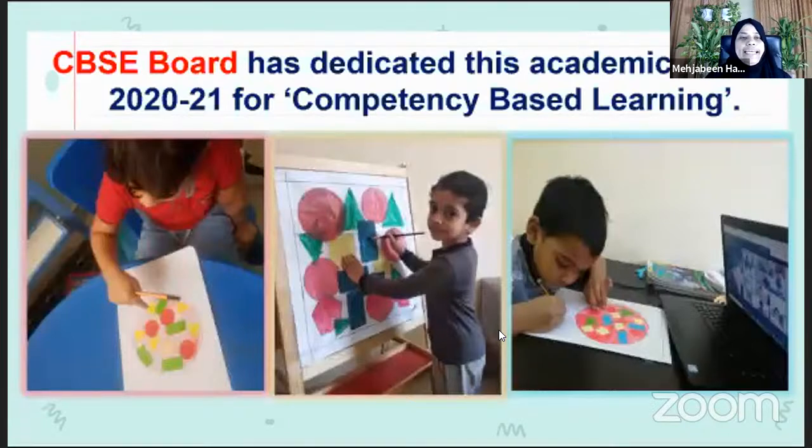CBSE board has dedicated this academic session 2021 for competency-based learning, a great initiative by CBSE to make education competency-based. Believe me, teachers, 21st century students deserve access to an education that prepares them to succeed outside the classroom, outside the school, beyond the content, beyond the curriculum, in an environment of genuine freedom and profound joy. The student is evaluated on the individual competency and can only move on to other competencies after they have mastered the current skill being learned.